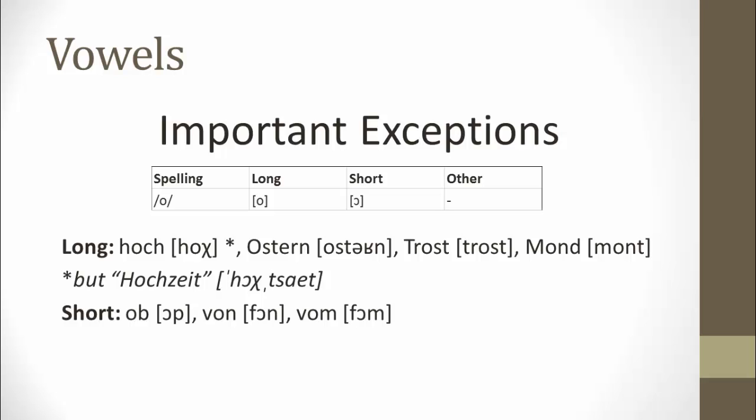And for our O spellings, we have the long O. But in the word for wedding, Hochzeit, it remains open, but every other instance it's hoch. And going on, we have Ostern, Trost, Mond, ob, von, vom. And just be careful sometimes that this doesn't become a v or f, but really fon, von, vom.